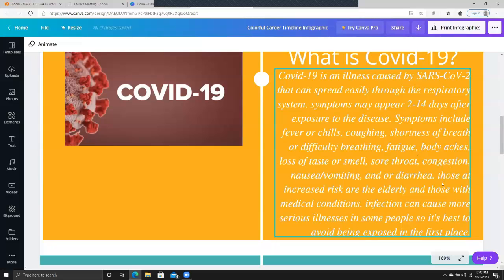And then I included those who were at an increased risk for the disease, such as the elderly.